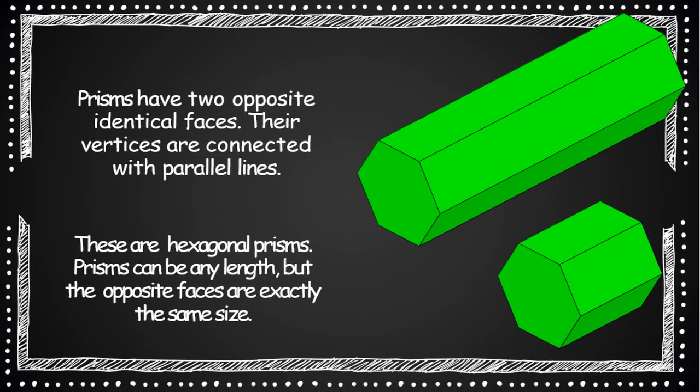So hopefully you got something like this. Prisms have 2 opposite identical faces. Their vertices are all connected with parallel lines. So these two guys here are both hexagonal prisms. Prisms can be any length. The important thing is that the opposite faces are exactly the same size. So you can see in this picture that one hexagon on one side is exactly the same size as the one on the opposite side that we can't see.